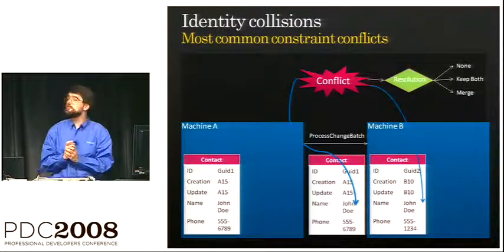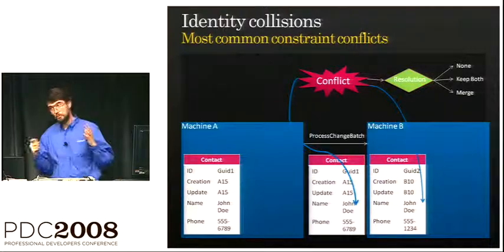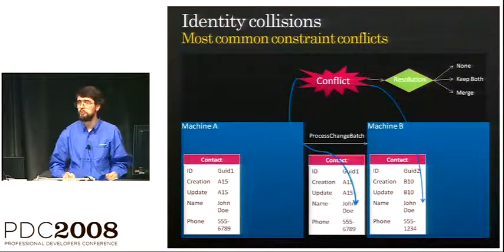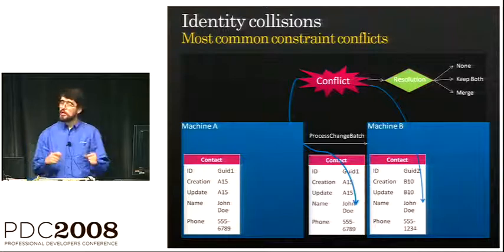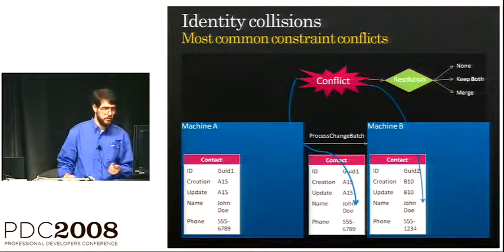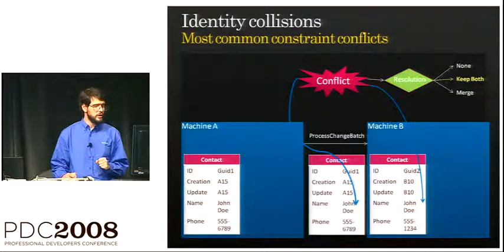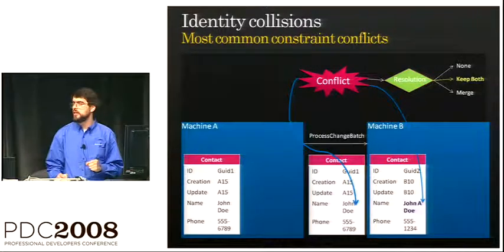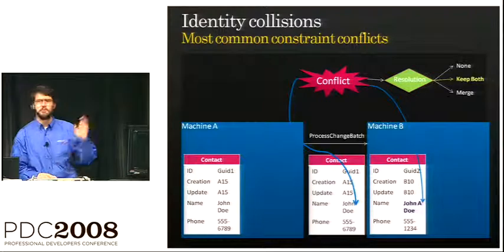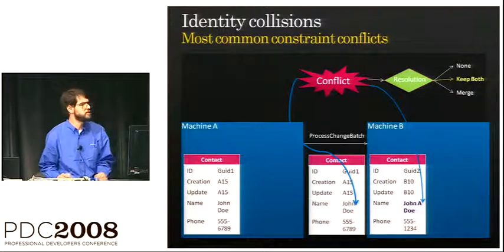Now, there are three ways to deal with this conflict. You can not deal with it, which is a good option sometimes. You can postpone it for later. Or you can decide to keep both, or you can decide to merge them. Let's look at keep both first. In this case, the provider says, all right, I am going to fix the name, because really these are two different guys. One of them is John Doe, the other is John A. Doe. It was just not typed correctly.